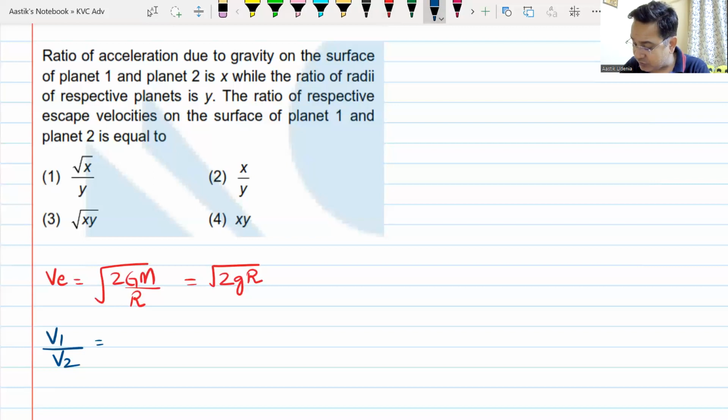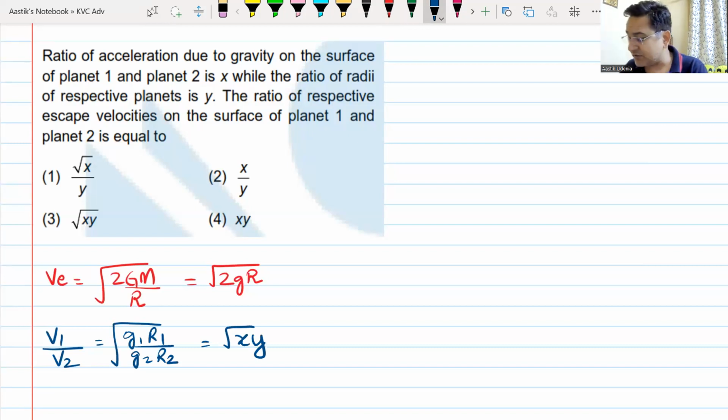Then you can easily write the ratio of the escape velocity of a body on planet 1 divided by the escape velocity on planet 2 will be equal to, 2 will get cancelled, g1 R1 divided by g2 R2. You put the values here and you will get the answer as under root of xy. If you have got this question correct, you give yourself +4. If you did not get it correct, you give yourself minus marks. Anyone understands this? Yes, sir. Shall we move on to the next question?